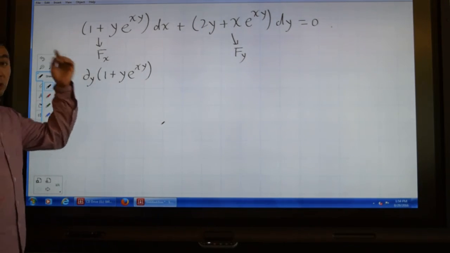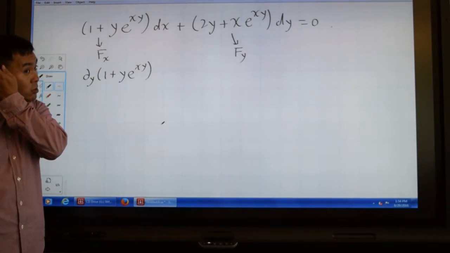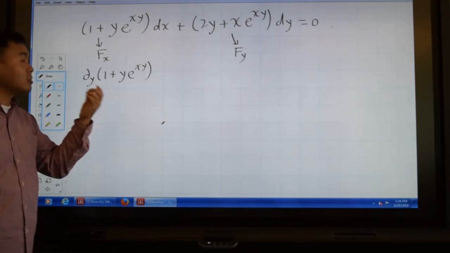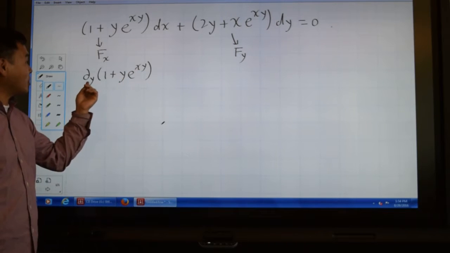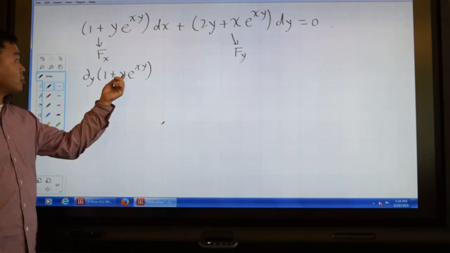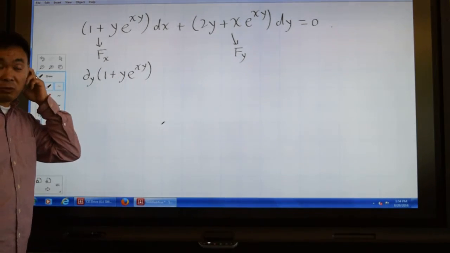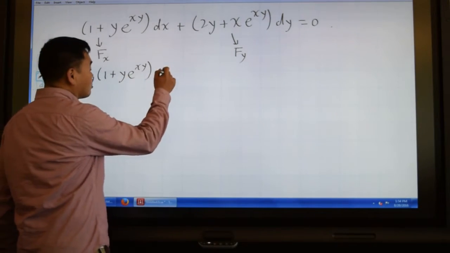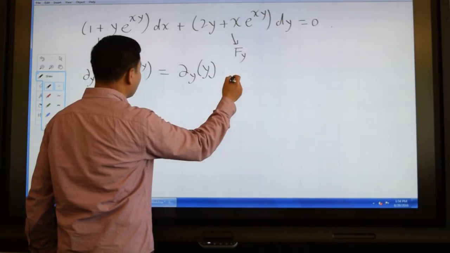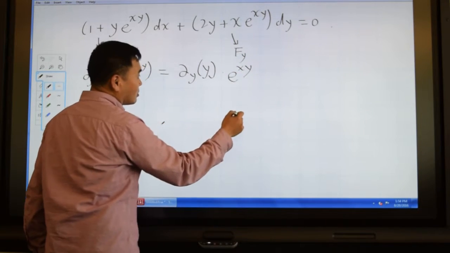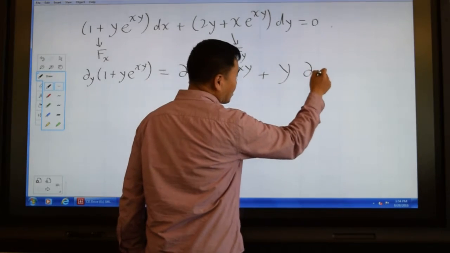When you differentiate 1, you get 0. And if you differentiate y times e to the xy by y, you realize this is a product of two functions of y. Therefore, you need to use the product rule. Okay? So let's use the product rule. Differentiate y by y times e to the xy, plus leave the first one and differentiate the second one.